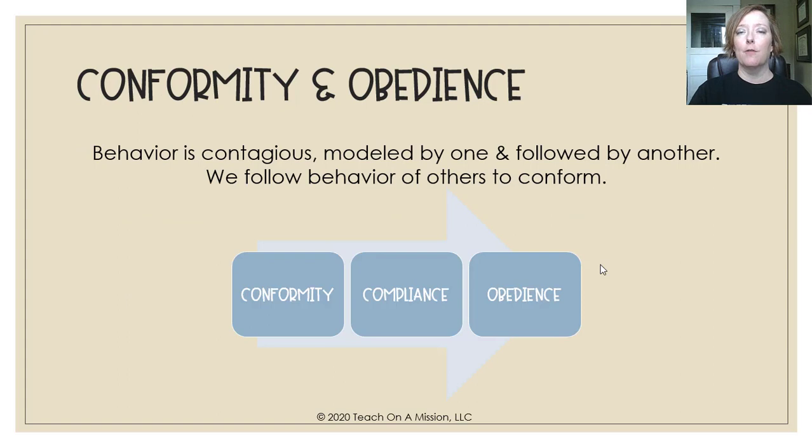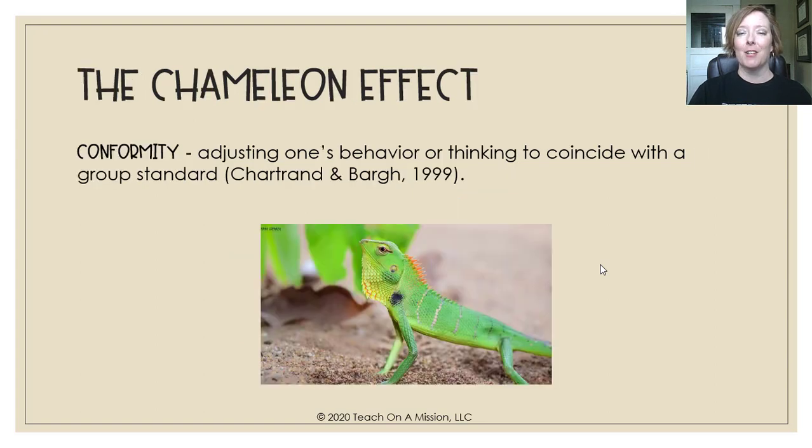So let's talk about conformity and obedience. Basically, behavior is contagious and it's modeled by one, followed by another. We follow the behavior of others to conform. So we're going to talk about these three similar but different concepts: conformity, compliance, and obedience. There is a phenomenon known as the chameleon effect. In other words, conformity is adjusting one's behavior or thinking to coincide with a group standard, so you want to blend in, and this may not be on a conscious level.